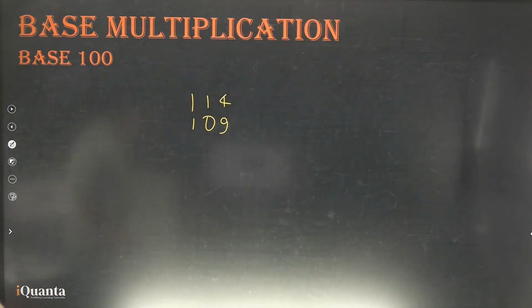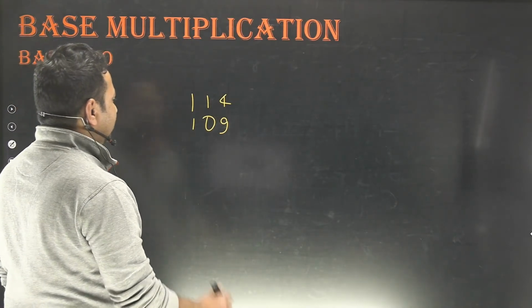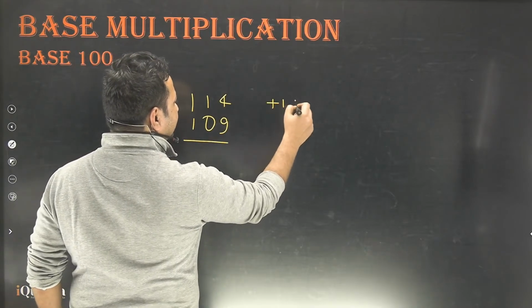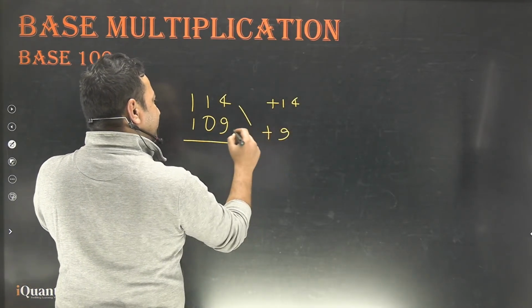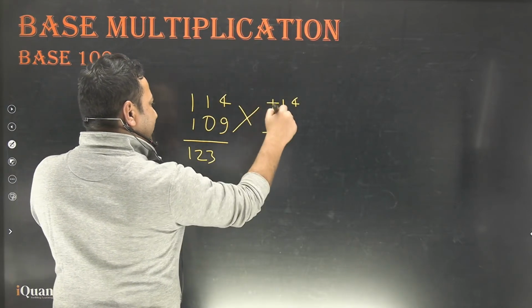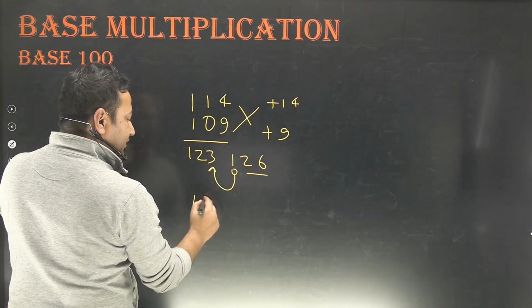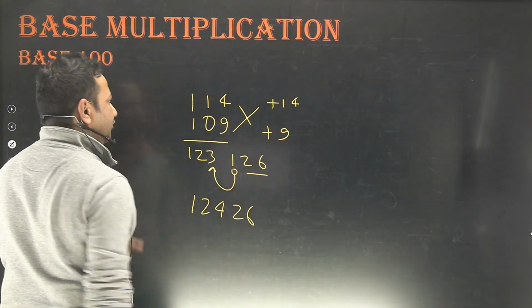So let me answer this query first of all, and then we'll move forward. Plus 14 and plus 9, 114 plus 9, what do you get? 123. 14 9s are 126. One has to go here, so the answer is 12426. All right, all of you have got the answer.